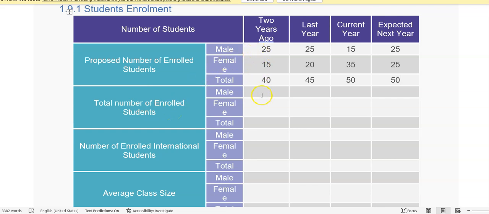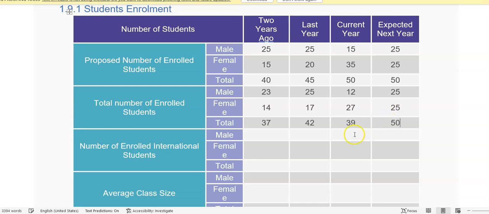I proposed 25. I had 23 males and, for example, 14 females. So actually I have 37. Last year I proposed 25. I had 25 girls, 17. I have 42. The current year I proposed 15, 12, and 27, and now 39. Next year expected to be enrolled, really it should be the same as above, because you are proposing and expecting the same number.